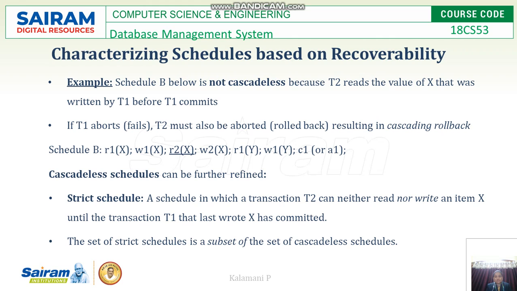A read operation of transaction 1 is R; transaction 1 is represented by 1, so R1. Then the item it is going to read: X means X, Y means Y. Same thing for abort: transaction 1 abort means A1. Commit of transaction 2 means C2, and so on. So we should keep these things in mind when we are characterizing schedules based on recoverability or serializability.